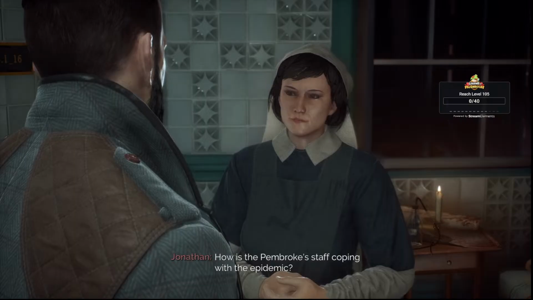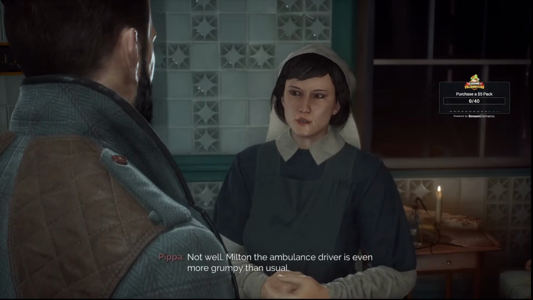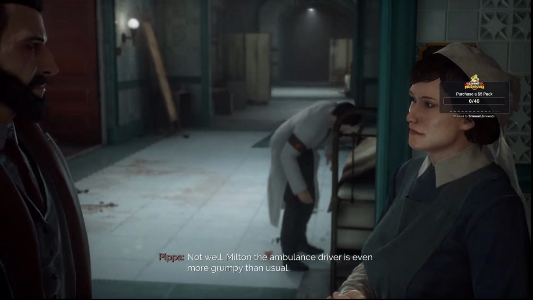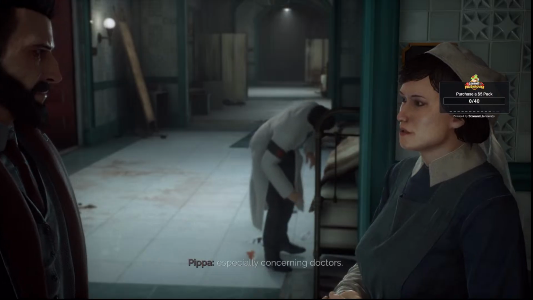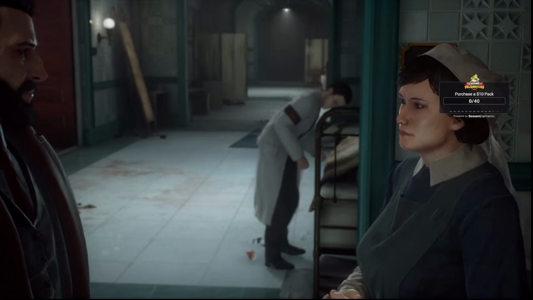How is the Pembroke staff coping with the epidemic? Well, not well. Milton, the ambulance driver, is even more grumpy than usual. He's trying to get intel over there, especially concerning doctors.